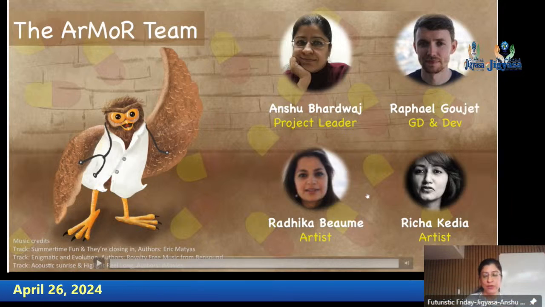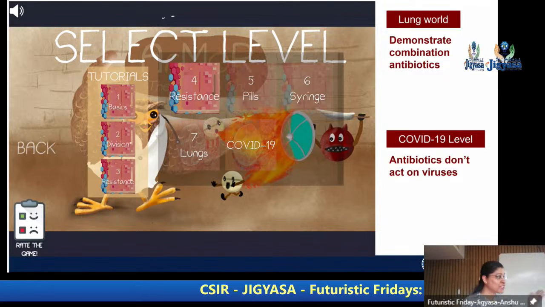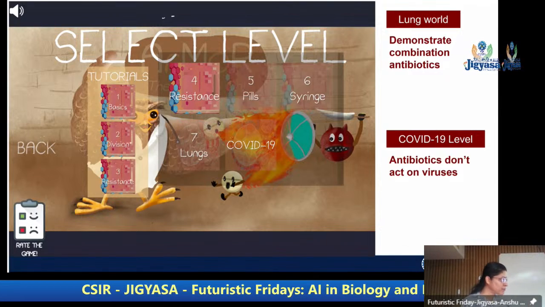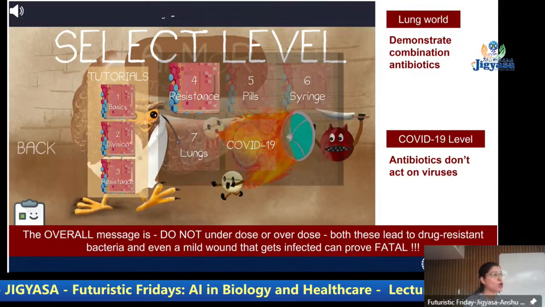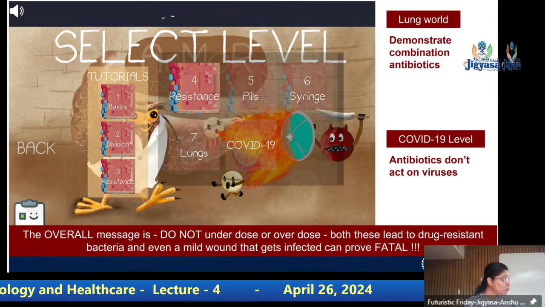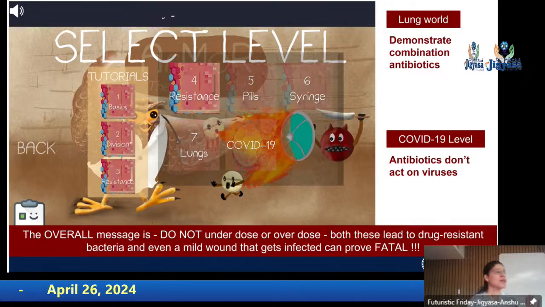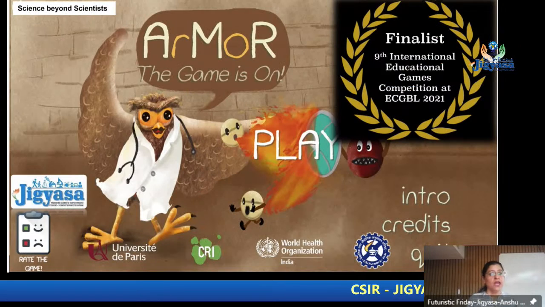The video is also available online, so you can check it. So it's not a single level game. It's a multi-level game. So with each level, you learn a concept on AMR. So I would recommend go and play. The overall message is, antibiotic dose when prescribed, finish it. Don't over or underuse it, and don't use antibiotics given to somebody else. Okay. It also has other levels, but maybe I would leave that for you to explore.